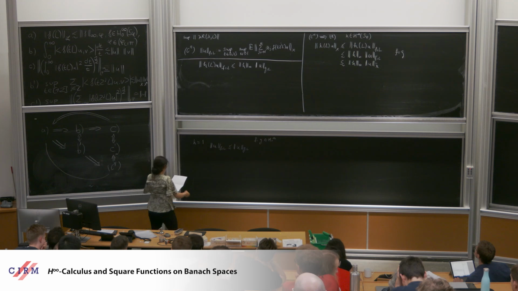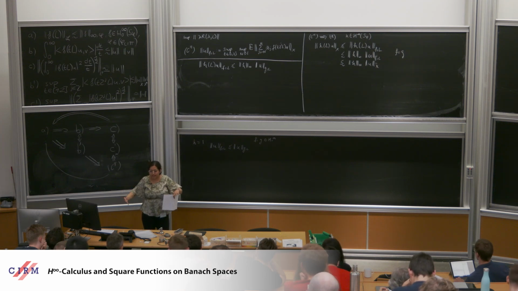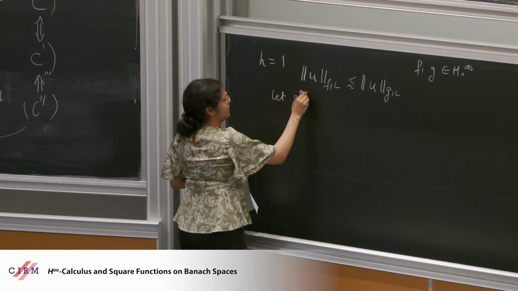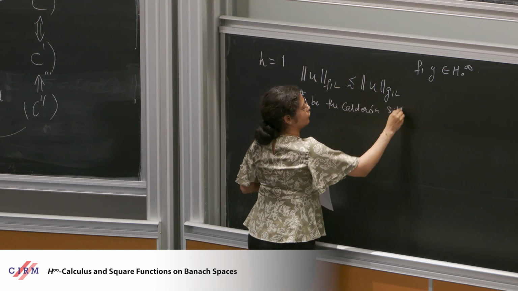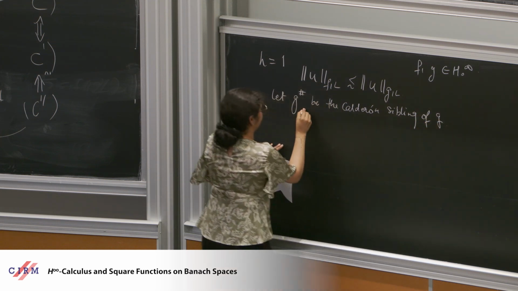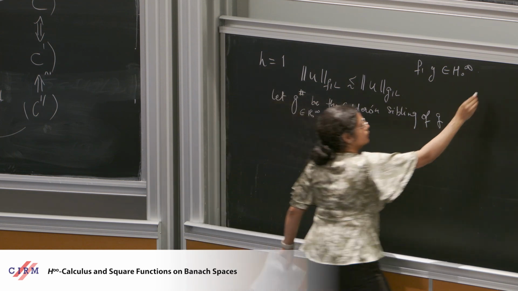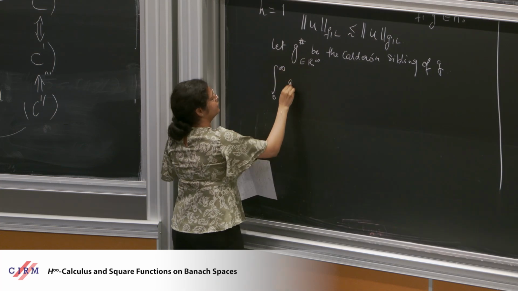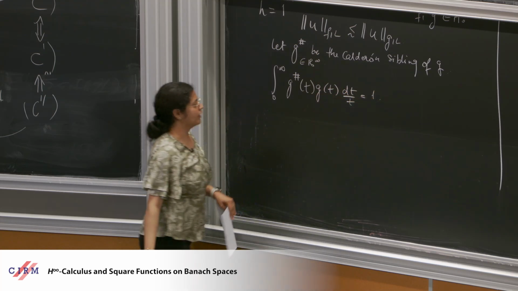All right, now, as you saw in the proof of the lemma that I just mentioned before from the Internet Seminar, we started with something called the Calderon sibling of a function g, and this is what is happening. So let's start. Let g hash be the Calderon sibling of g in the class H0 infinity as well. Then what you can do is the integral from 0 to infinity of g hash(t) g(t) dt over t is equal to 1.